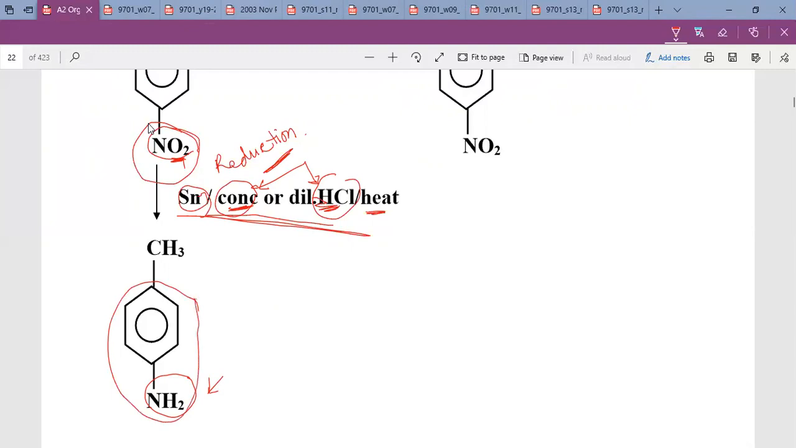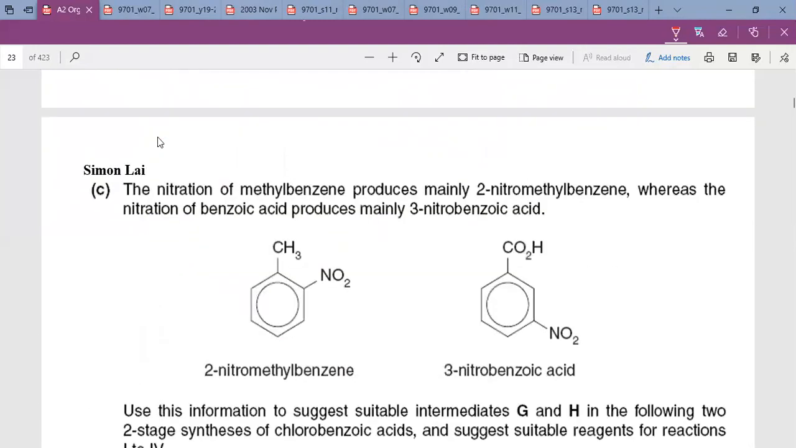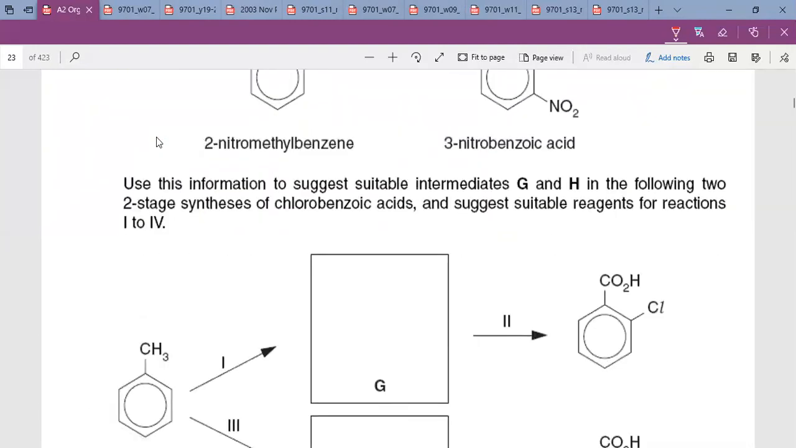Now this is as far as I'll go, and we have finished. We have finished, my dear friends, everything on arenes already. Now we're going to go to phenol. It's a new topic here, page 58.